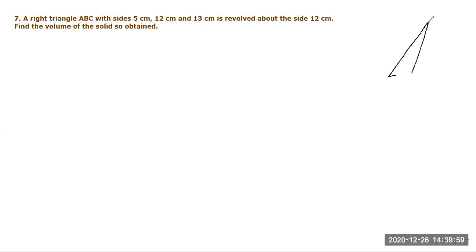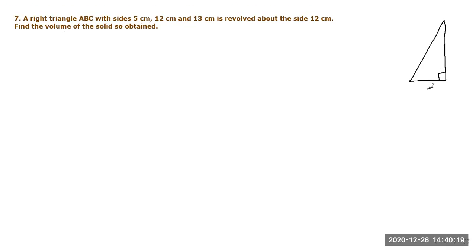Sargun, is this a right triangle? It's not a right triangle, right? One angle should be 80 degree plus 10. So this is the right angle triangle. This angle is 90 degree. Which sides are 5, 12, 13, right?